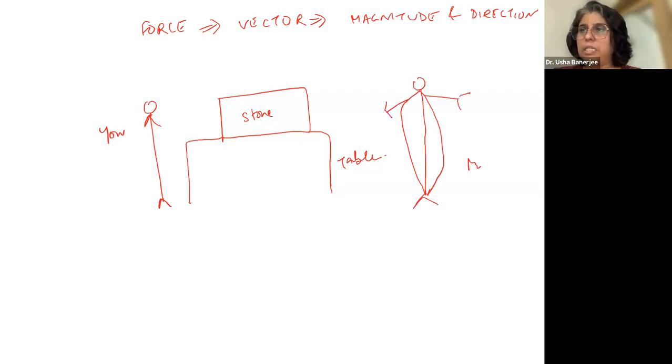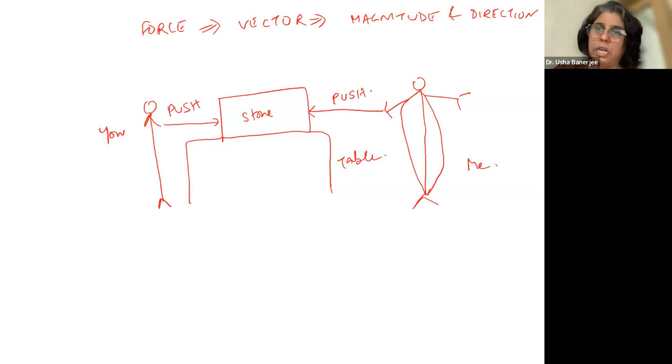Okay, this is me. You are pushing the stone, and I am pushing the stone. It's like a tug of war. Now, it's not that fatter people can exert more force. This is just an example. You are pushing the stone with a force of 5 Newton, and I am pushing the stone with the same force of 5 Newton.